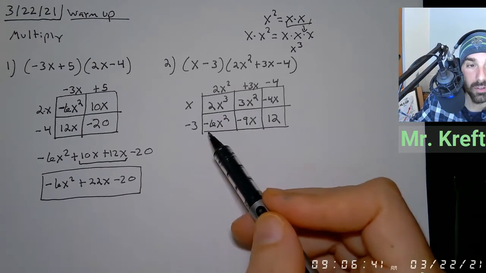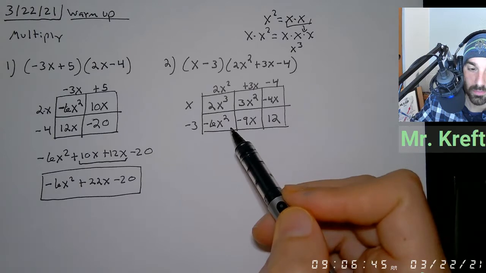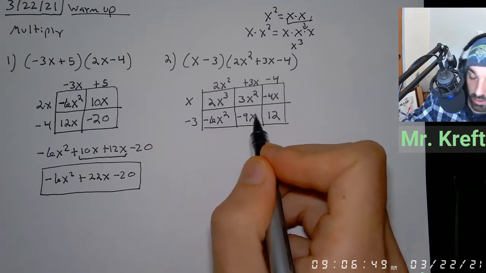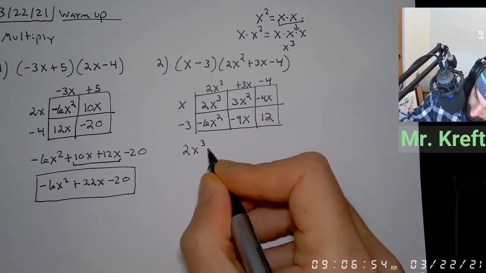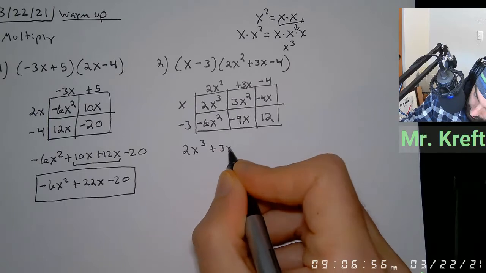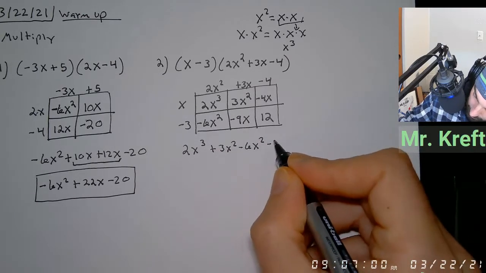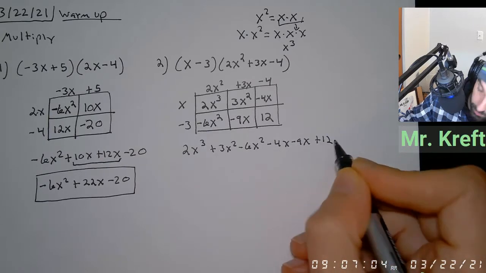Okay, notice our neat little pattern, right? I have the x squares in the diagonal, and I have my x's in a diagonal. So I'm going to write these all out. So I'm going to add up every single little square to get the total area. So that's 2x cubed. And then I have plus 3x squared minus 6x squared. And then minus 4x minus 9x plus 12.